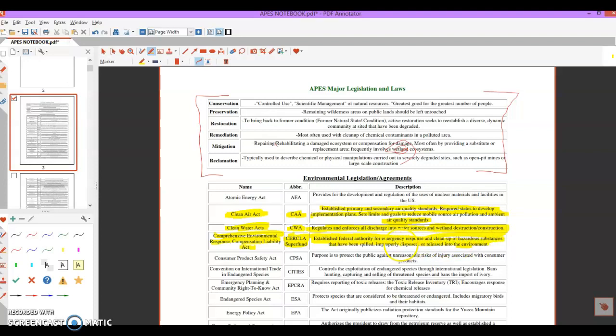All right, the next one we have is one of my favorites. This is the Convention on International Trade in Endangered Species. It's also called CITES. Sometimes you will see it called CITES, so I want to make a note of that for you.